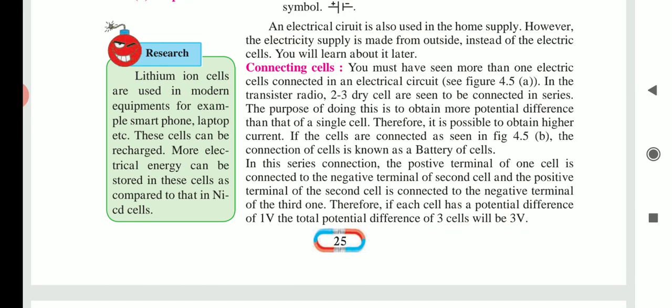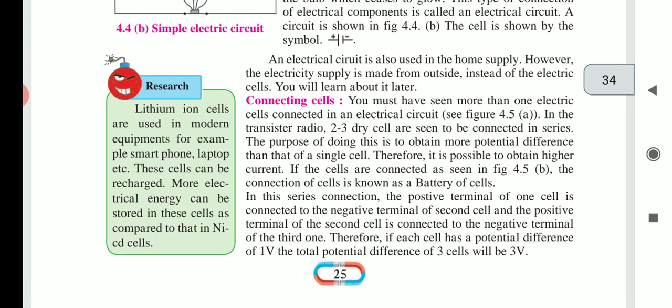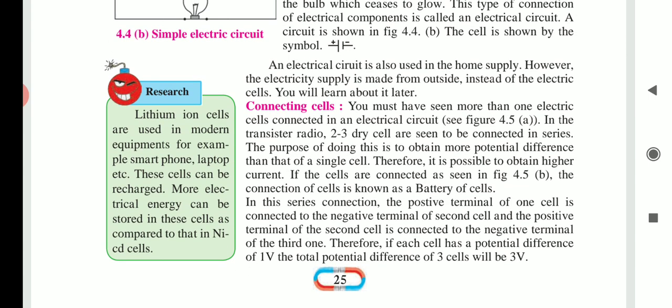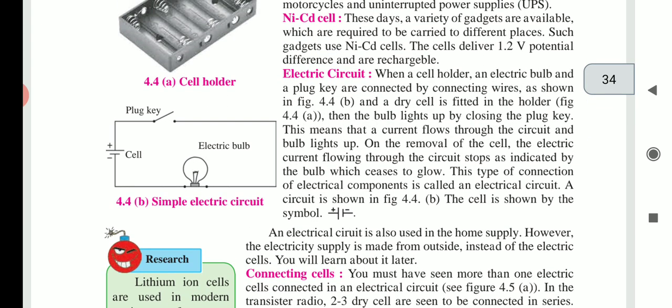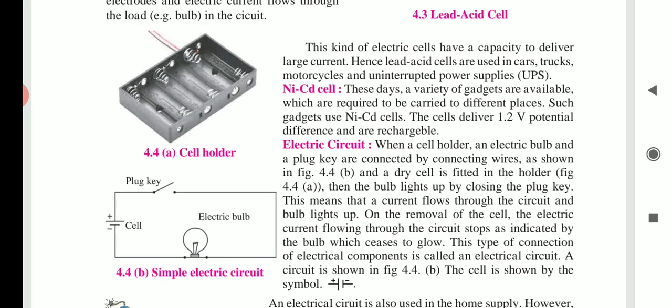You must have seen more than one electrical cell connected in an electrical circuit. See the figure 4.5a, that is a cell holder. In a transistor radio, 2 or 3 dry cells are seen to be connected in series. The purpose of doing this is to obtain more potential difference than that of a single cell.